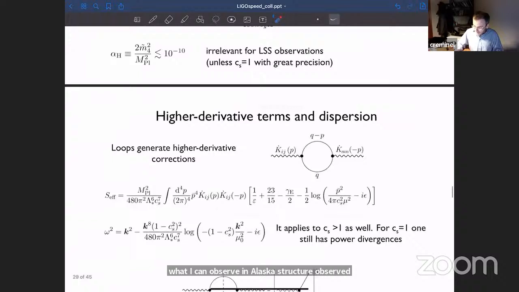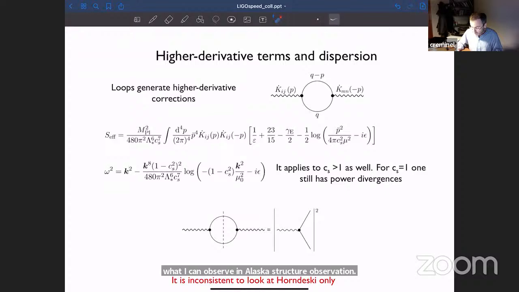Well, let me really flash this. You may remember that when you have a decay, by the optical theorem you also have dispersion. What do I mean by dispersion? Dispersion means that different wavelengths, different frequencies of the gravitational wave will behave differently. In particular, the dispersion relation for each mode will be different. And this is due to a graph like this: if you have a decay, you're also going to have a graph like this.